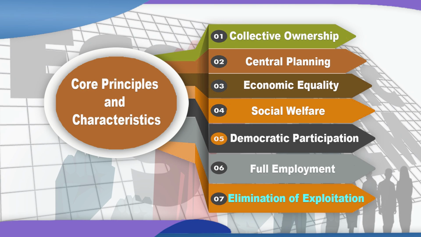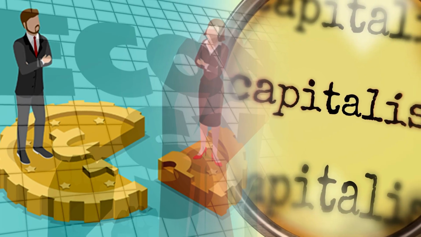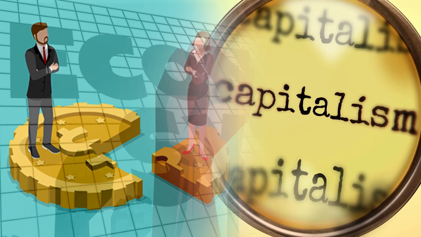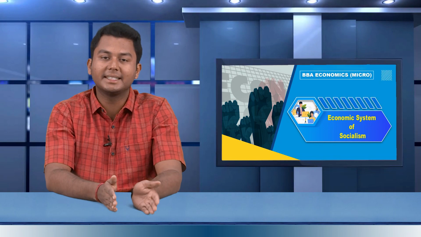Elimination of exploitation. Socialist theory argues that capitalism allows owners of capital to exploit workers by paying them less than the value they create. Collective ownership is intended to eliminate this exploitation by ensuring that workers receive the full value of their productive contribution.